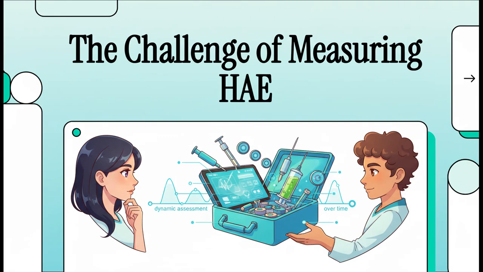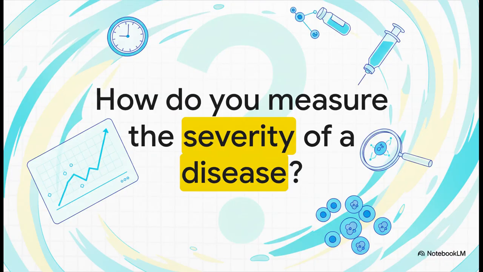All right, let's jump right in. Today we're going to unpack a medical puzzle that sounds simple but is actually, well, really tricky. How do you measure a disease when any single moment could be a catastrophe? We're diving into hereditary angioedema, or HAE, to figure out why just slapping a label on it is so incredibly difficult. I mean, think about it for a second.